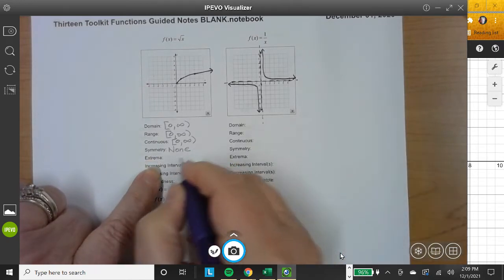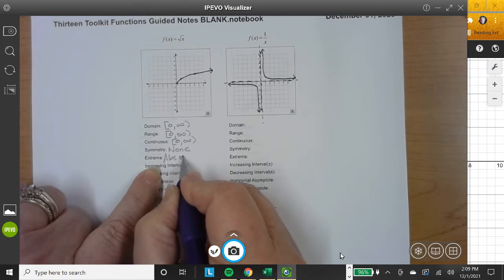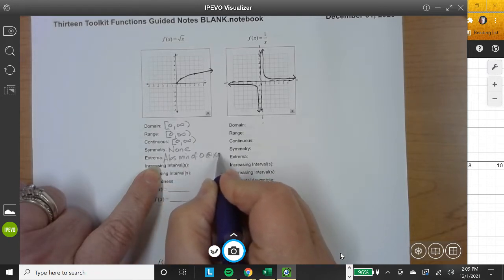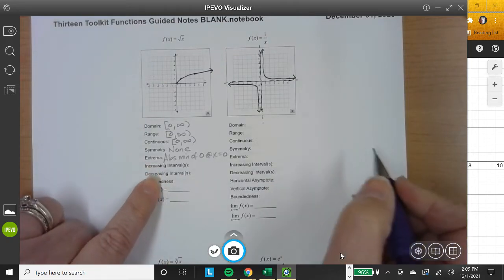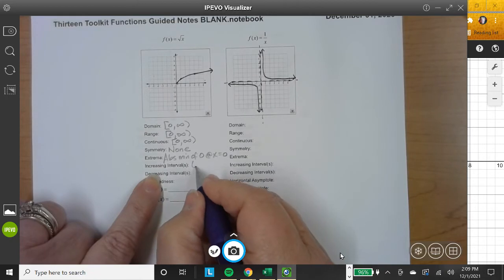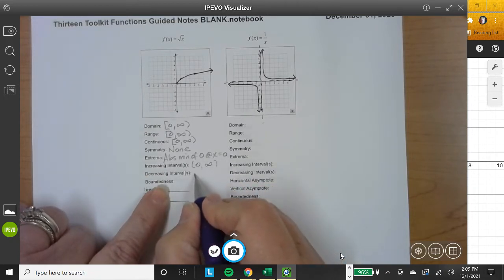The extrema, well, we have an absolute low spot here, so this is an absolute min of 0 at x equals 0. The increasing intervals, well, it's increasing from 0 to infinity, and it's not decreasing ever, so this is not applicable.